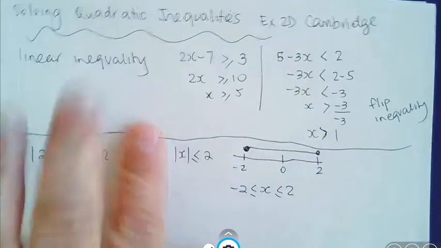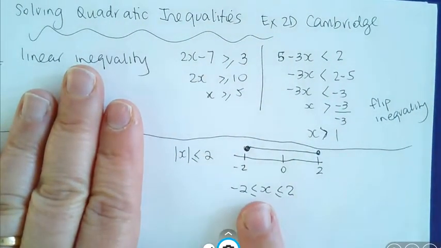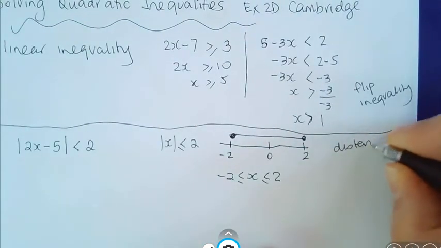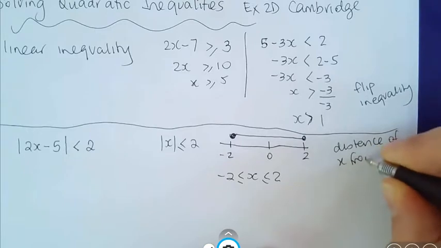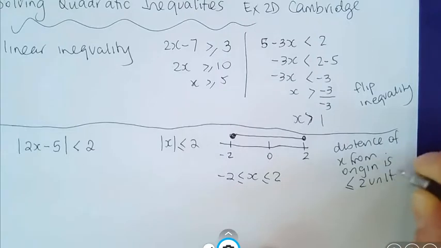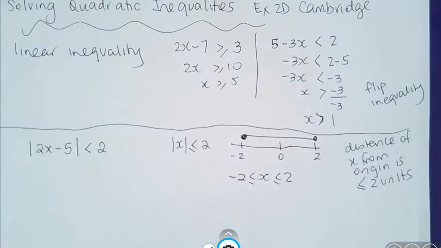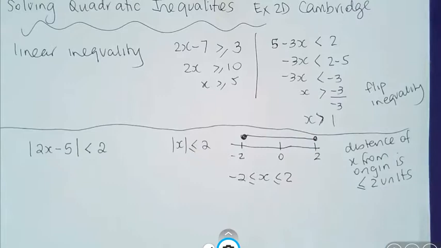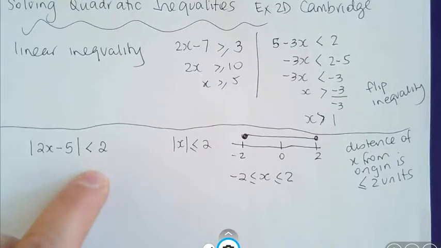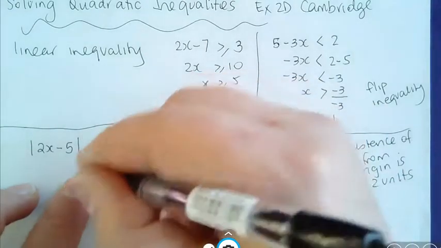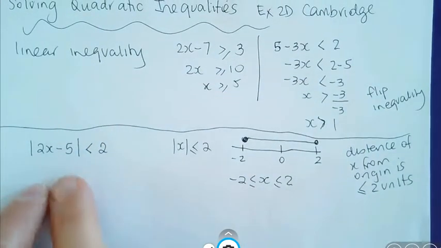So absolute value of x is less than or equal to 2 actually means that the distance of x from the origin is less than or equal to 2 units. That's what that means. Now, you know how you want to do a plus or minus? I just do that for the equal scenario, not for the inequality scenario. When it's equal, you do one positive, one negative. But for inequalities, you need to set up an inequality statement.